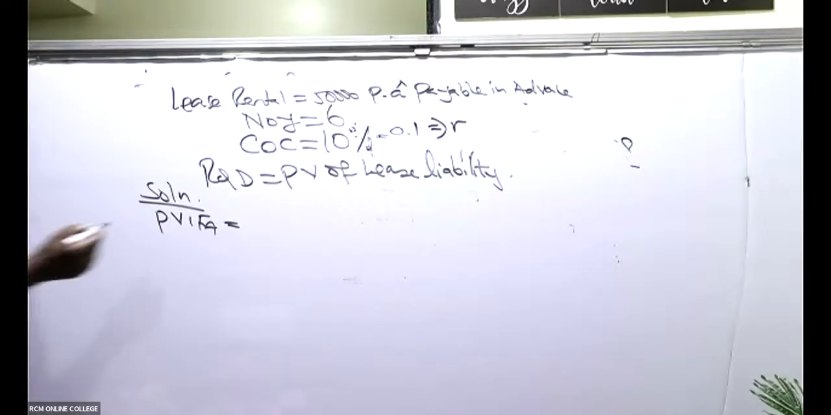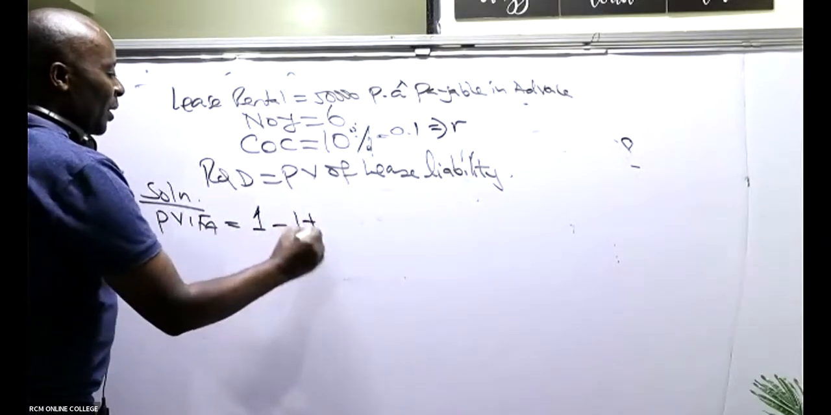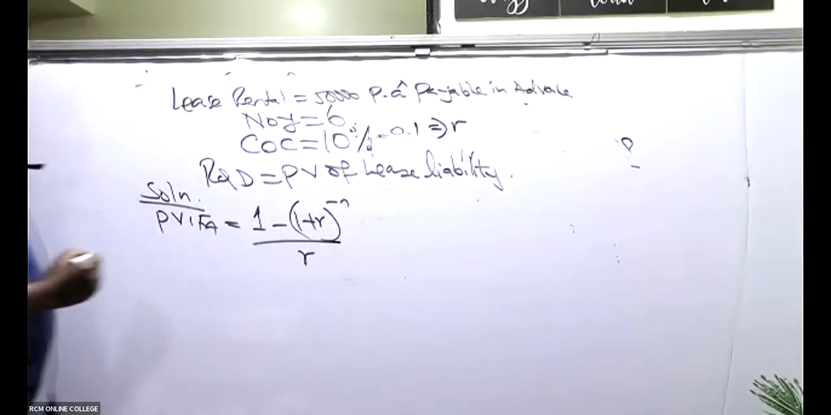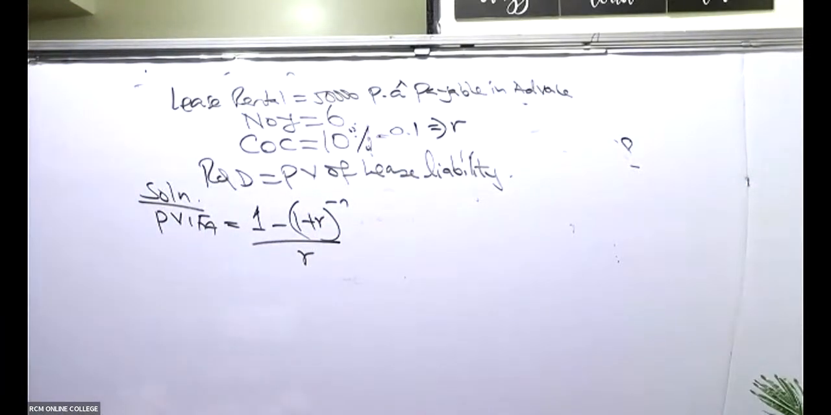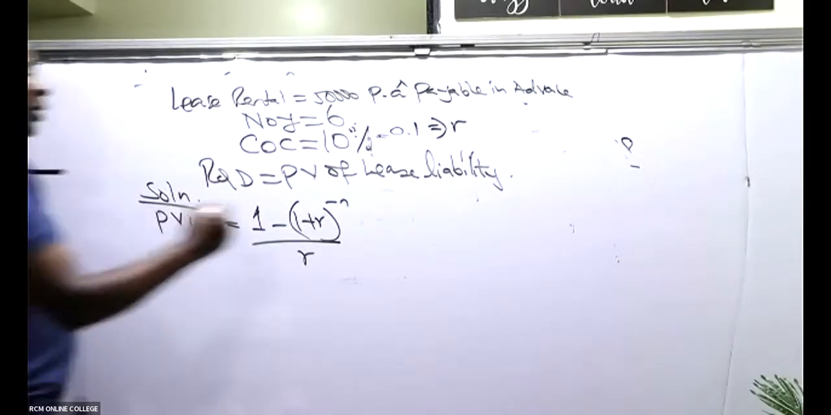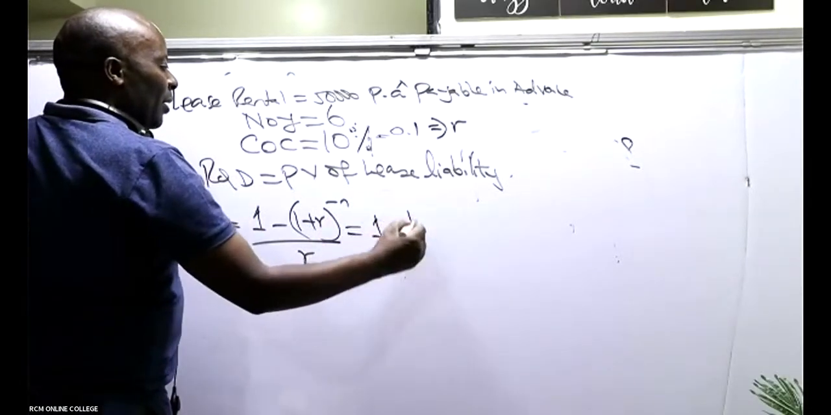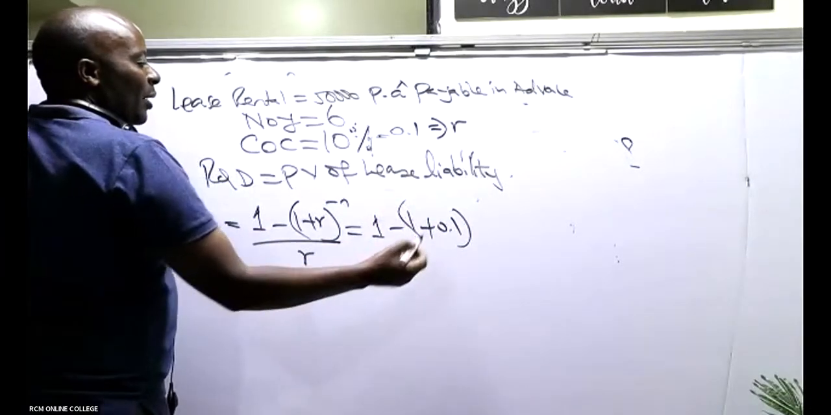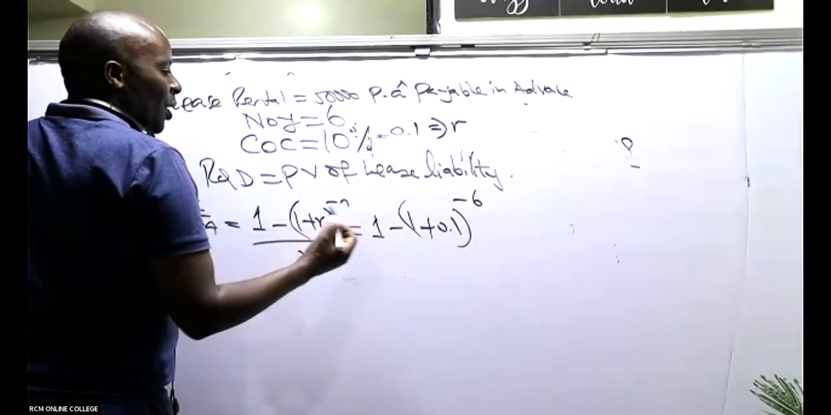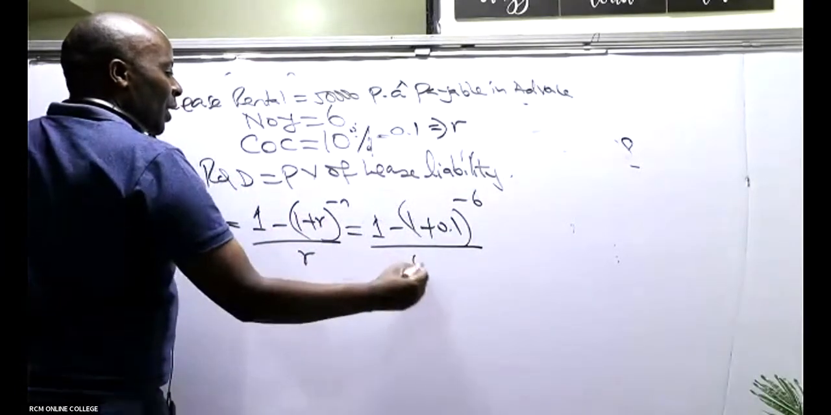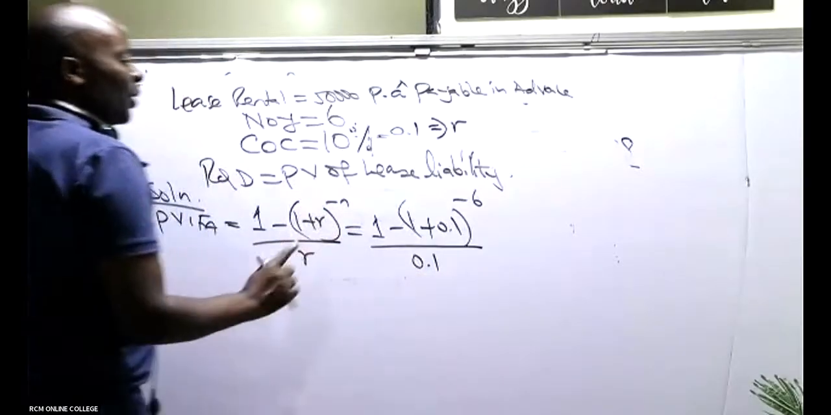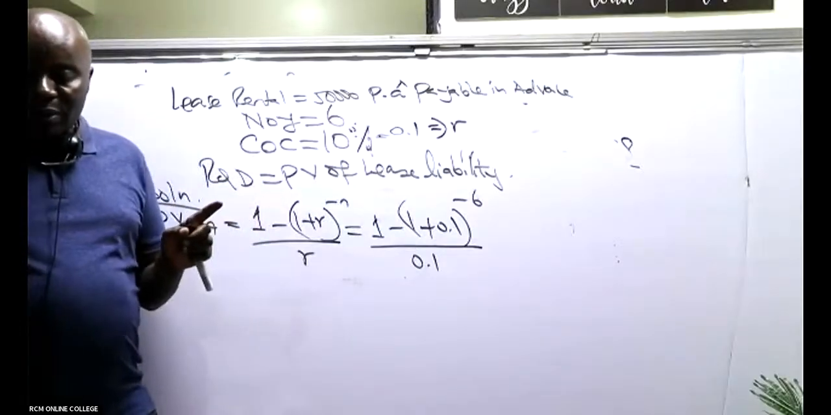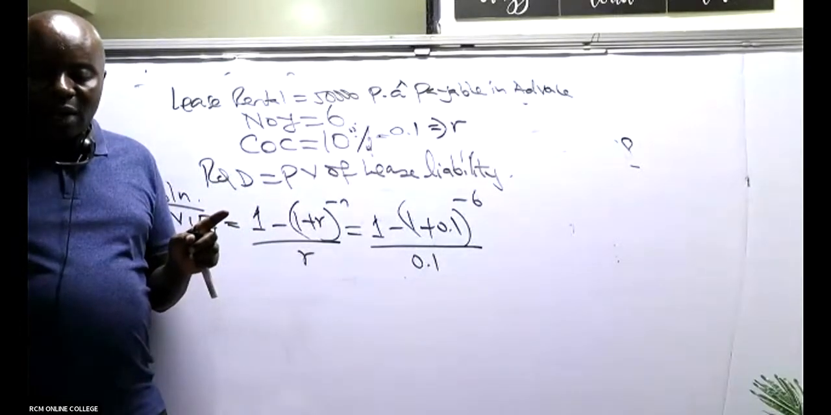So my PV-FA here will be 1 minus this simple formula, and then we divide everything by R. Remember that this will be 1 minus (1 plus 0.1), because R is 0.1, this time raised to minus 6, and then we divide everything by R, which is 0.1. Everybody should ensure that you are able to get this using your calculators.